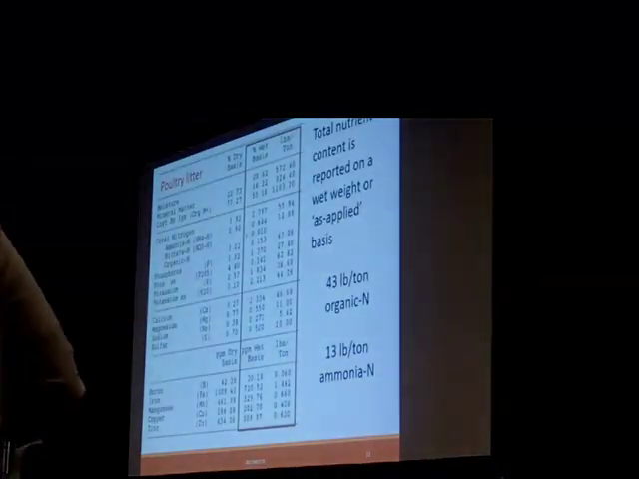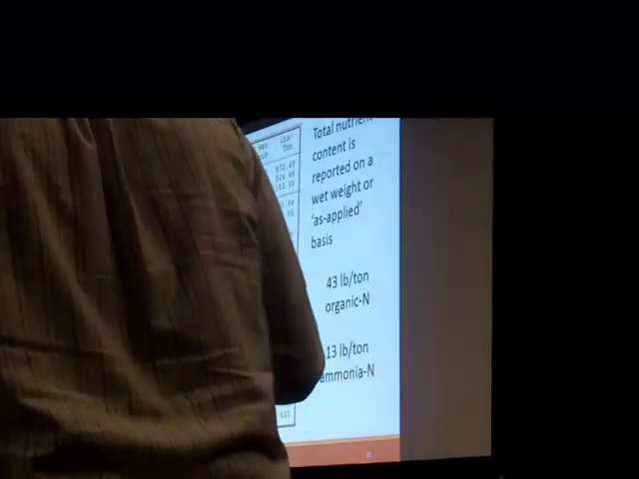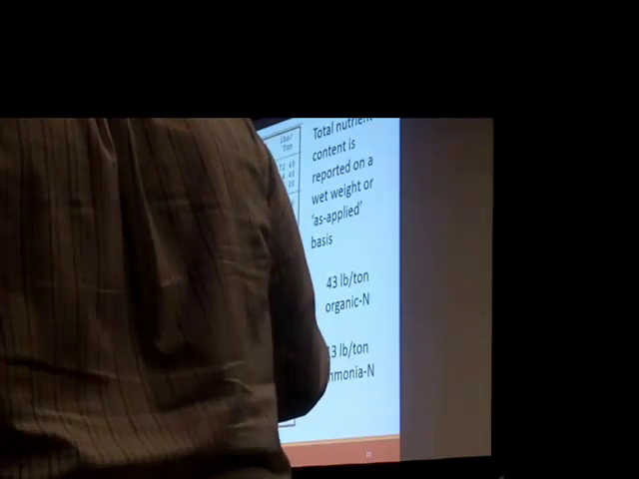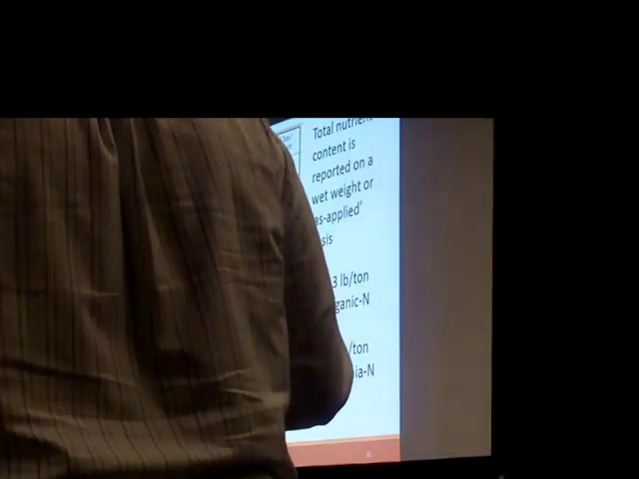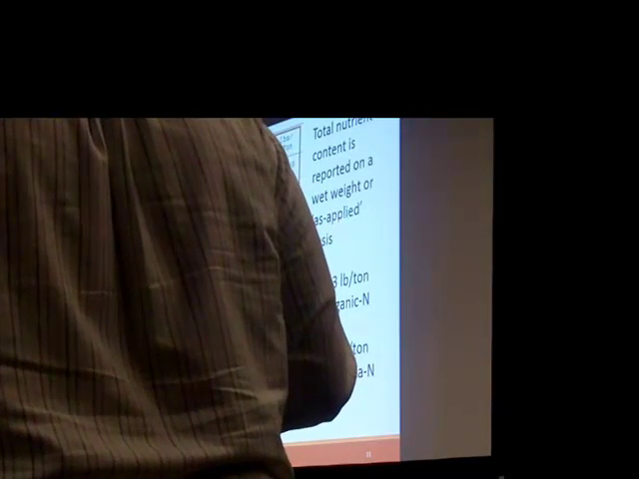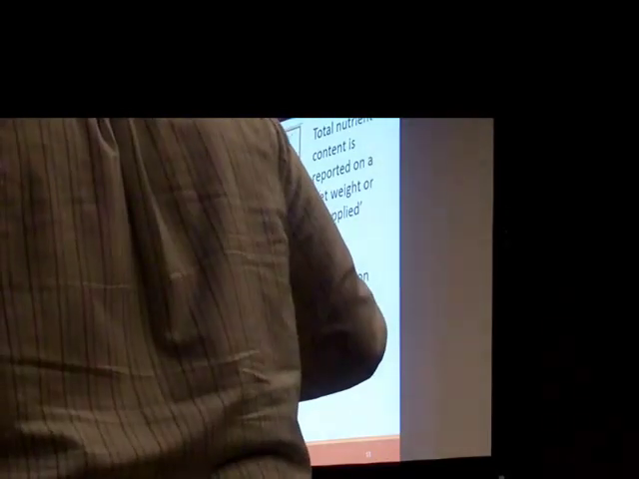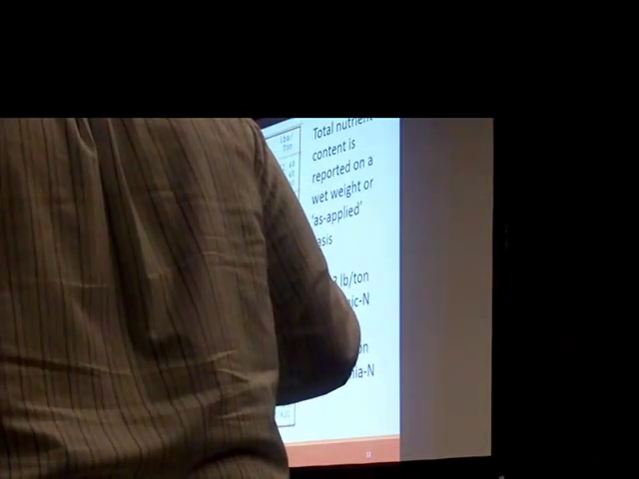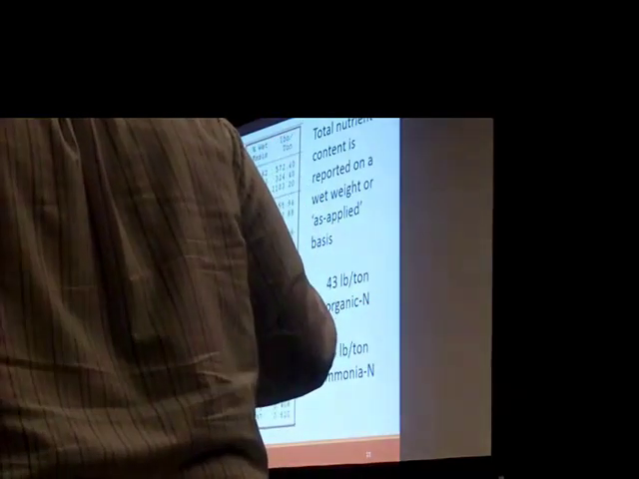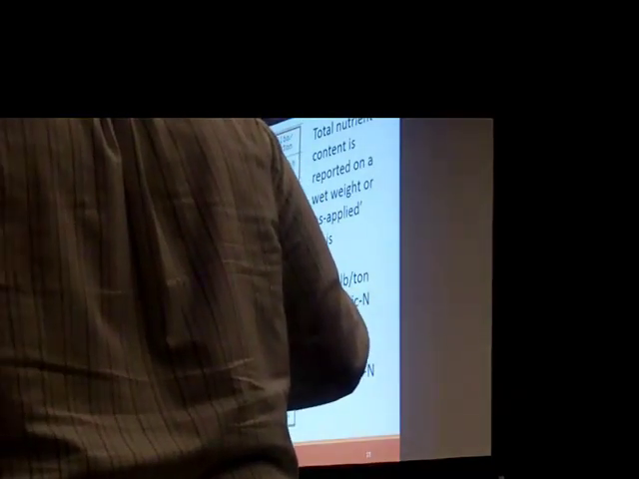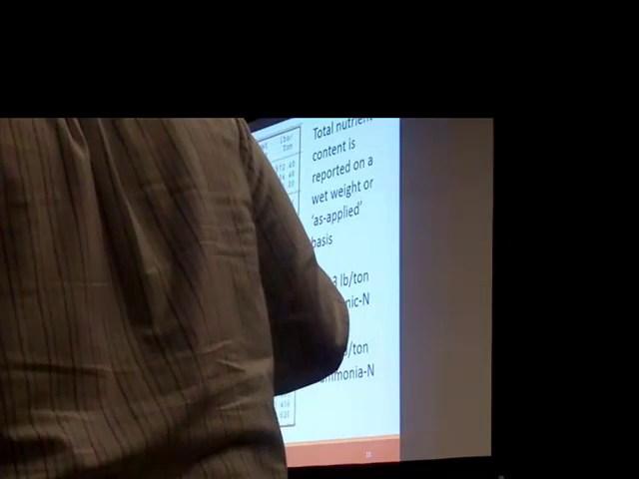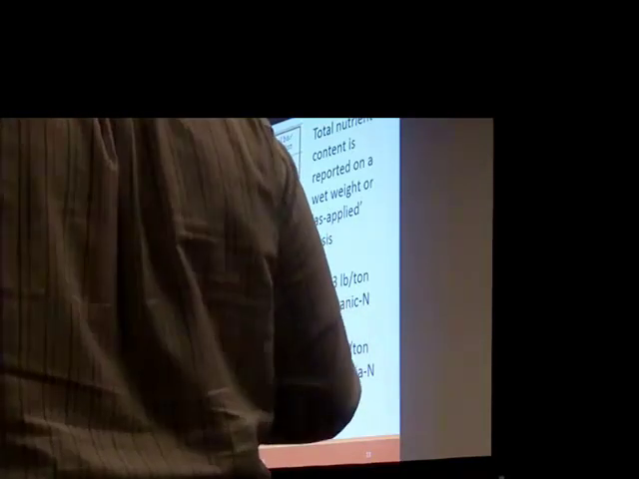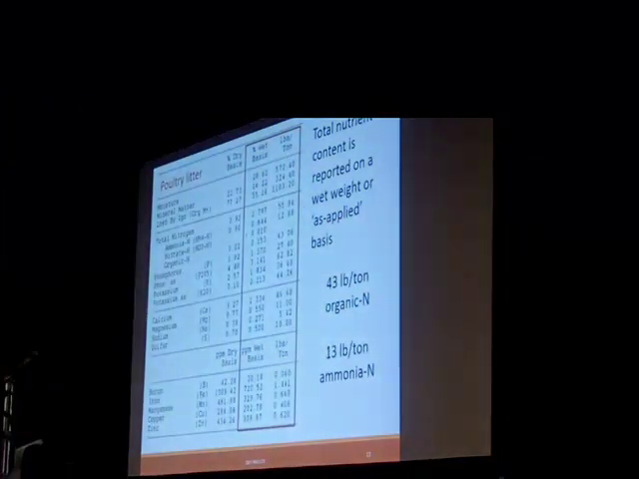So here we have a poultry litter, and the total nutrient content in these two columns is reported on a wet weight or as-applied basis. And you see here we have the total nitrogen, which is broken out into ammonia nitrogen and organic nitrogen. They actually measured nitrate nitrogen, and you see it's a very small value, so they didn't even calculate how many pounds per ton of nitrate were in this particular poultry manure.